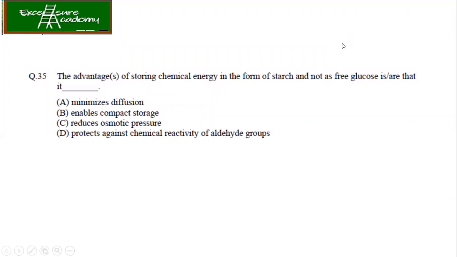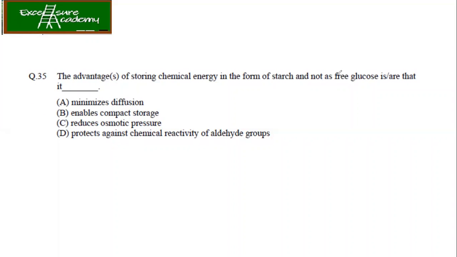The advantage of storing chemical energy in the form of starch and not as free glucose is that it dash. This is a very beautiful concept: why we don't store our energy in the form of free glucose, because that is the instant source of energy. Whenever someone is fainting, we immediately give a glucose drink to that person, right? In the same way, in plants also the instant energy source is glucose, but whenever we want to store energy, we don't store it in the form of glucose.